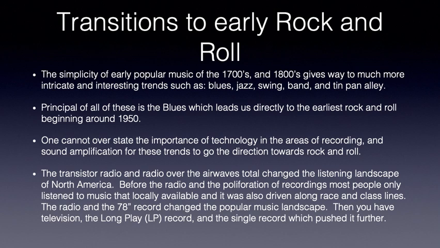Transitions to early rock and roll. You can oversimplify it, but the biggest trends are the blues, jazz, swing, and concert band and Tin Pan Alley music. Principally, the blues is probably the most important that leads us to early rock around 1950. And it is the changing landscape of technology that also leads us to popularizing rock: the 78 recording, the airwaves of AM radio, eventually the long LP and so forth that push it further.